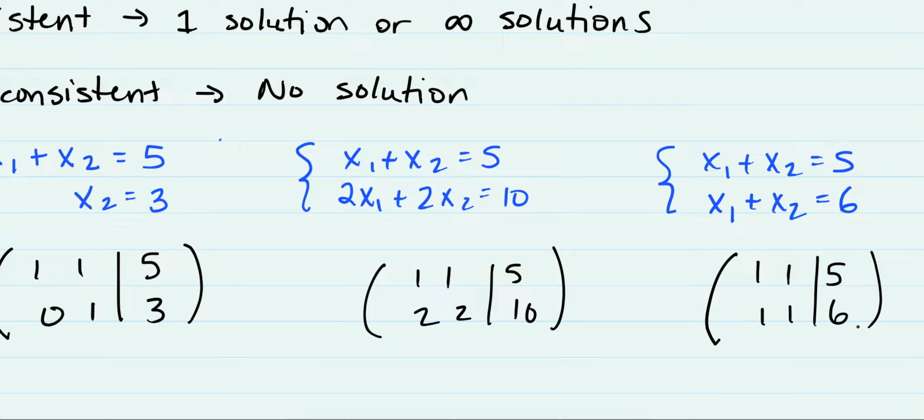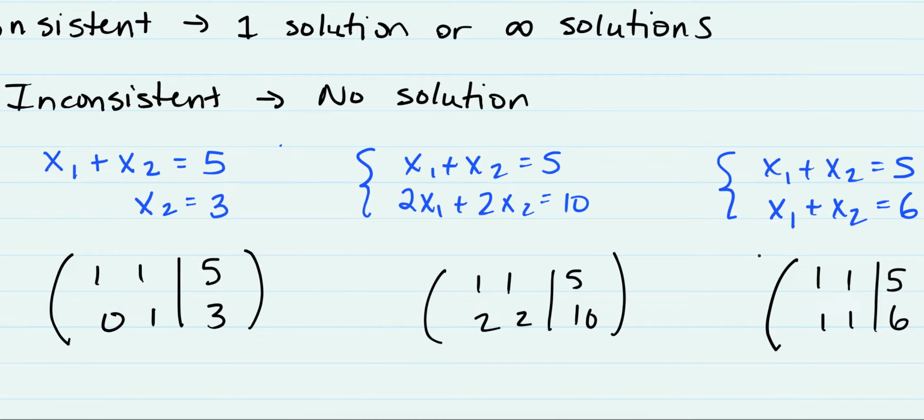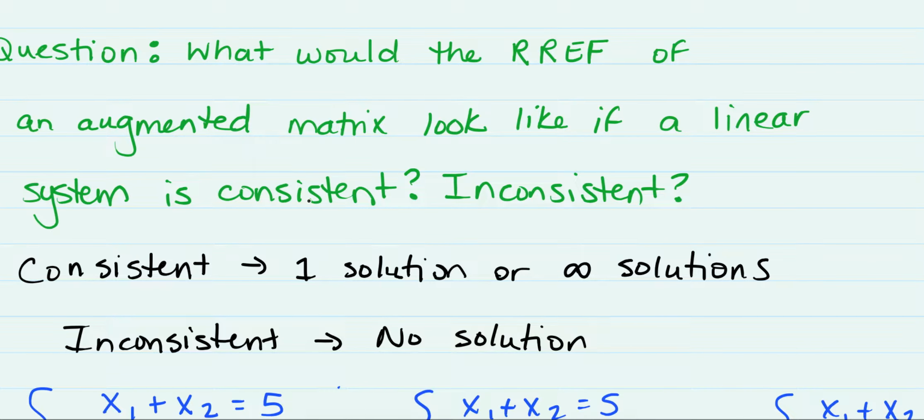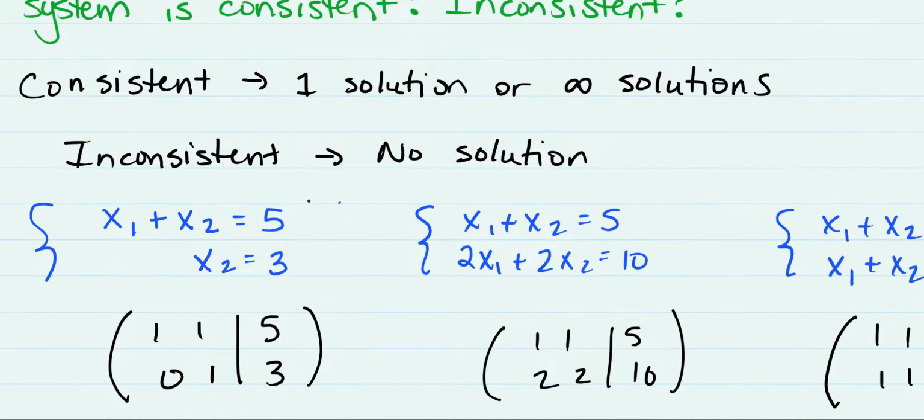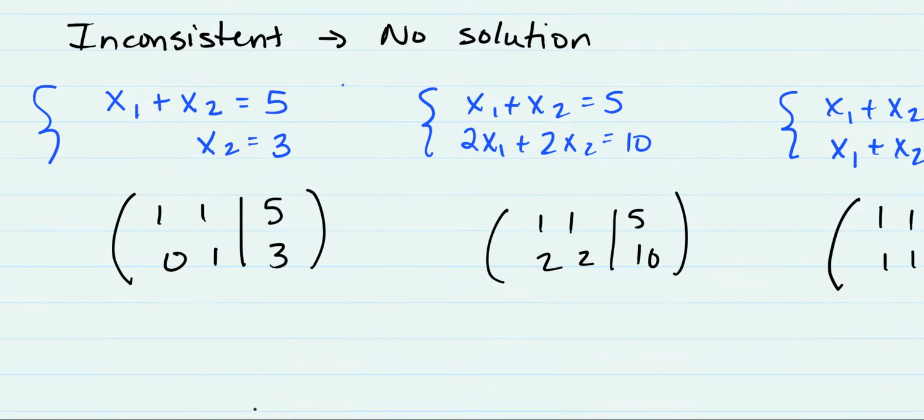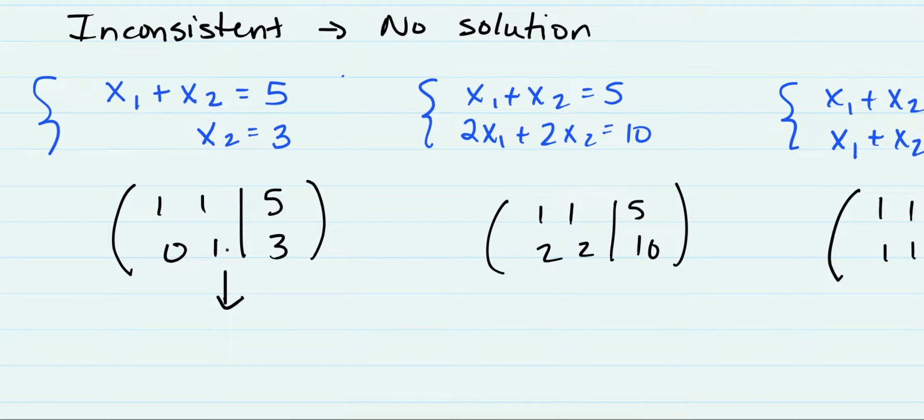And the question was, what would it look like? What would the reduced row echelon form look like if the linear system is consistent and inconsistent? Well, notice for the first one where we actually have a solution, x1 is going to be 2 because 2 plus 3 is 5. We're going to have one solution. If you put this into reduced row echelon form, all you have to do is get rid of this 1 here, so subtract it. You get 1, 0, 2, 0, 1, 3.